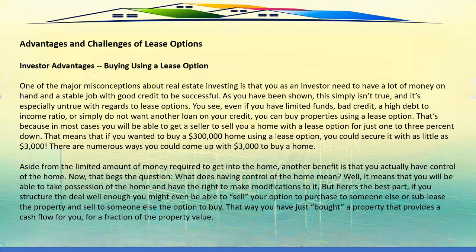That's because in most cases you will be able to get a seller to sell you a home with a lease option for just 1 to 3% down. That means that if you wanted to buy a $300,000 home using a lease option, you could secure it with as little as $3,000. There are numerous ways you could come up with $3,000 to buy a home.